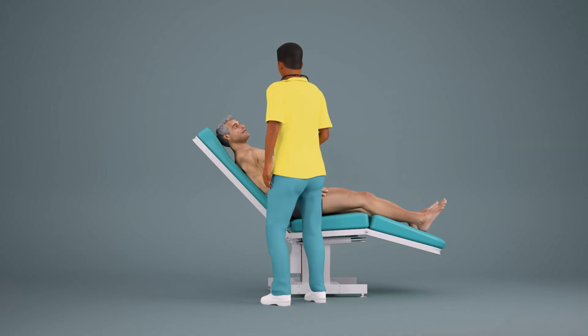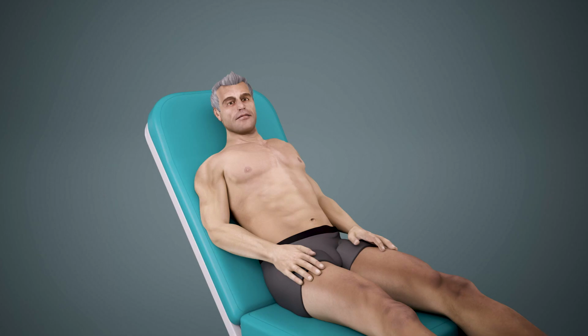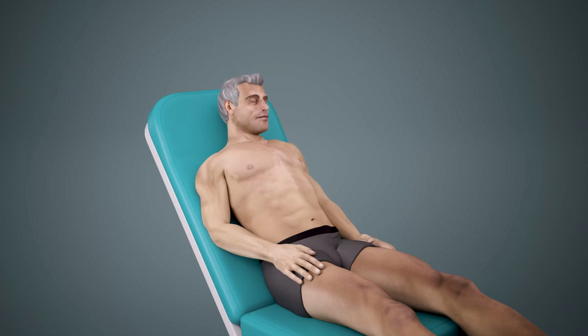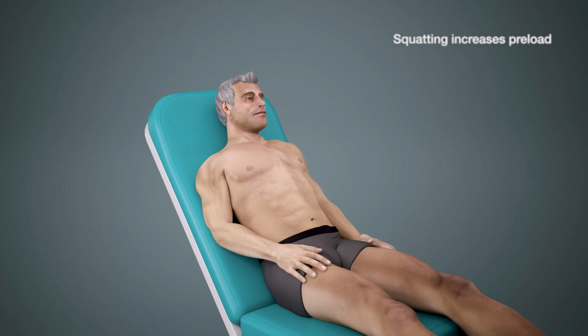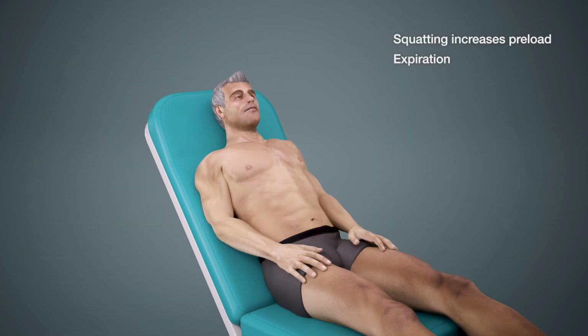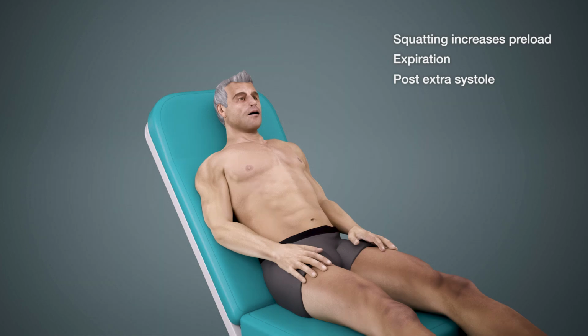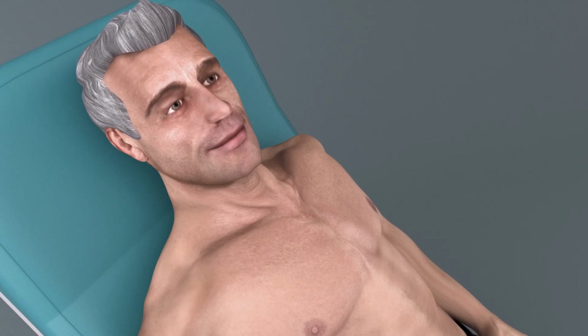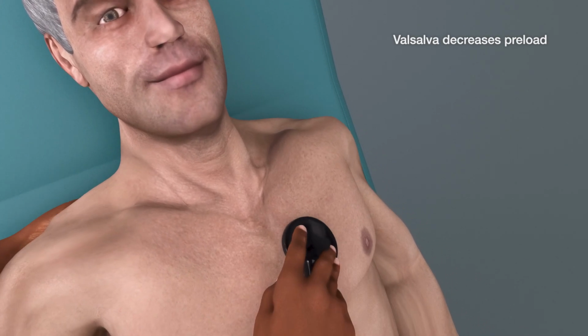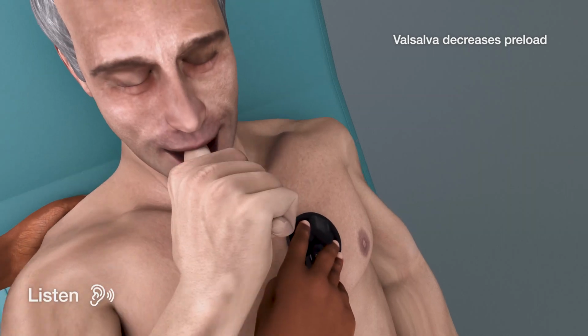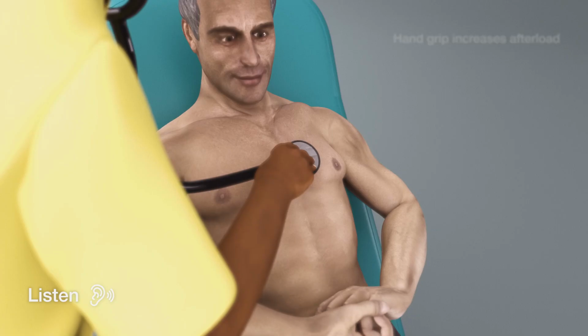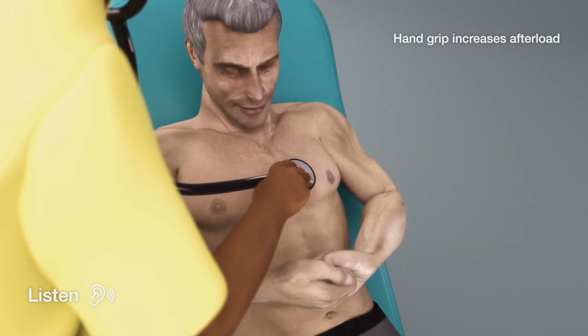We'll now go through a few maneuvers to accentuate any murmurs or irregularities. The murmur is accentuated by maneuvers that increase preload, such as squatting or expiration, and post-extrasystole. The murmur is diminished by maneuvers that decrease preload, such as Valsalva, and those that increase afterload, such as hand grip.